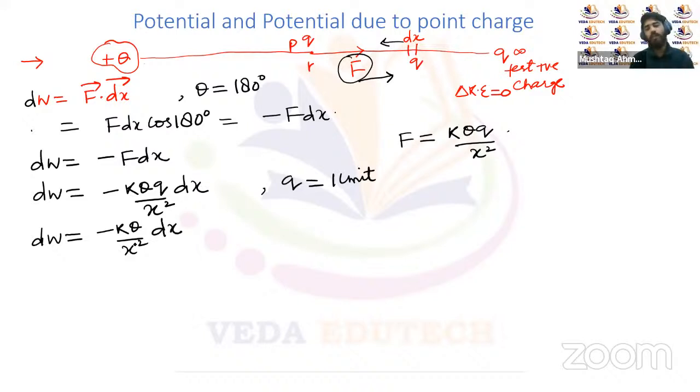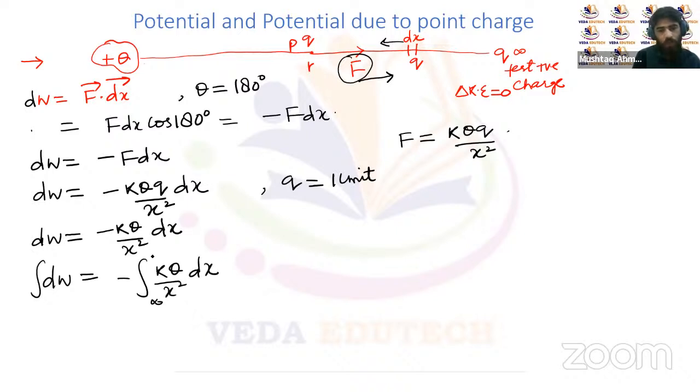And if we integrate this from infinity to r, we will calculate the total work done in bringing this charge q to the point P. So we'll integrate it to calculate the total work done. Integrating on both sides, we'll be left with kq upon x square into dx with the limits infinity to r, right?